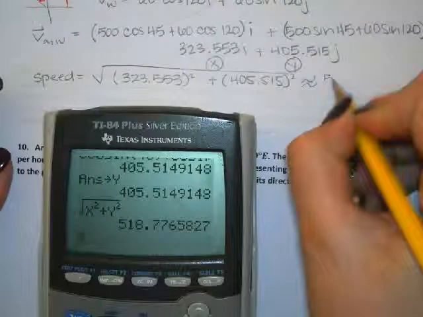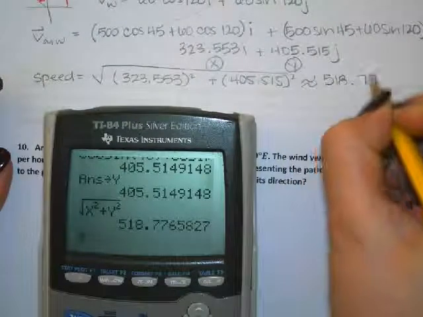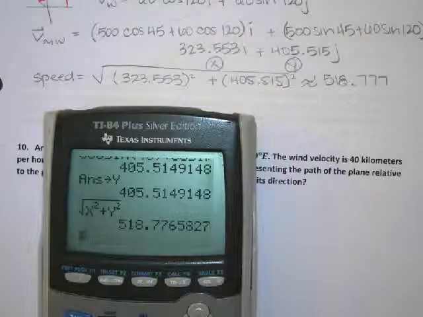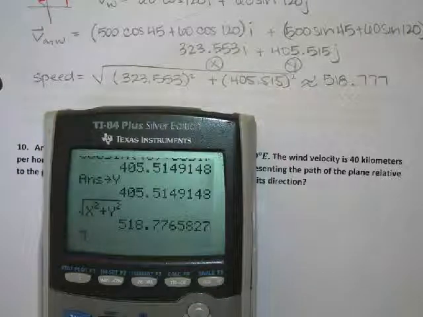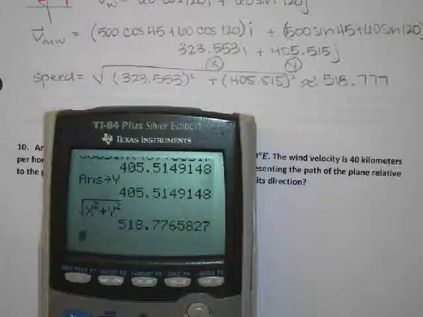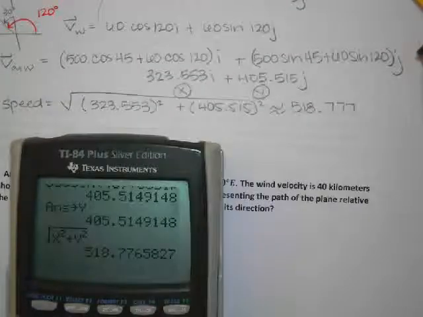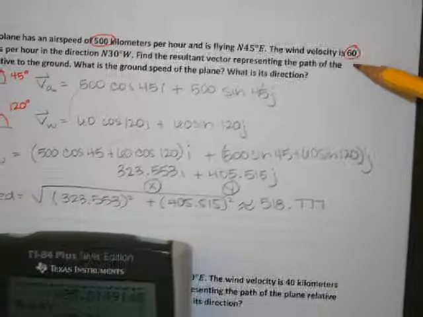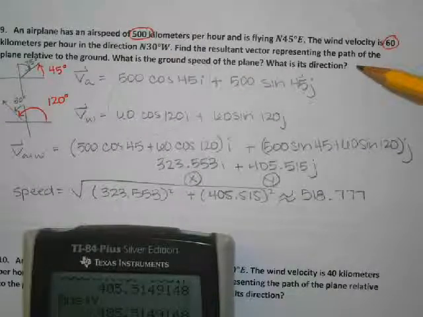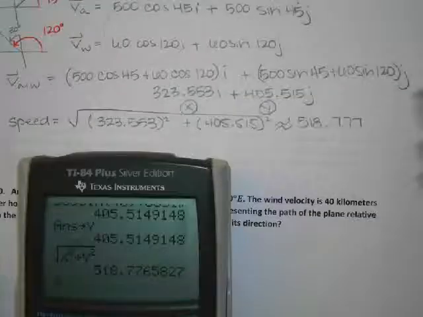So we got 518.777. Did I type something wrong? Oh, I was looking at the wrong problem. All right, so it actually made it speed up a little bit, which I guess is kind of interesting, but I guess it kind of works because the wind is not that strong. It seems a little weird, but I guess it kind of works.